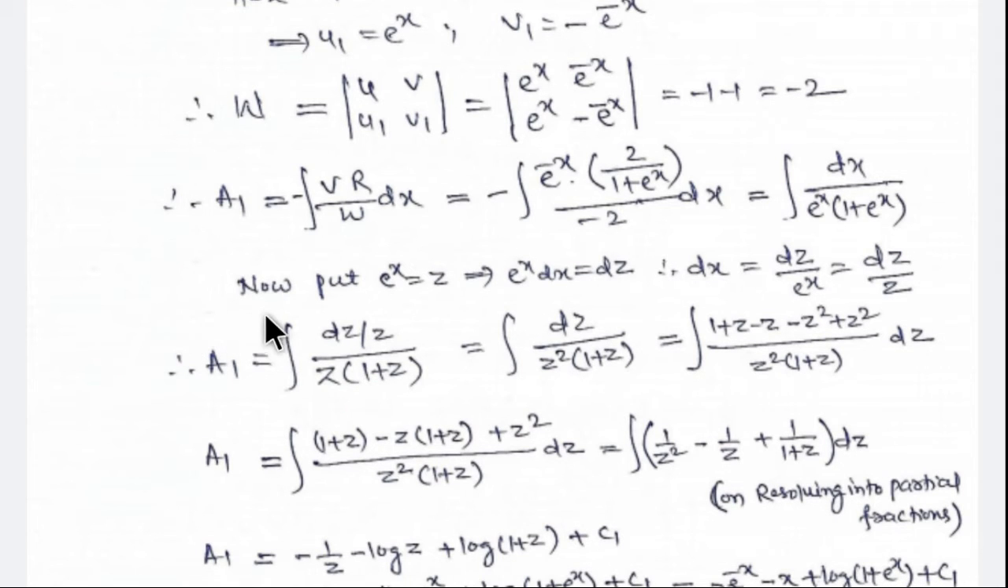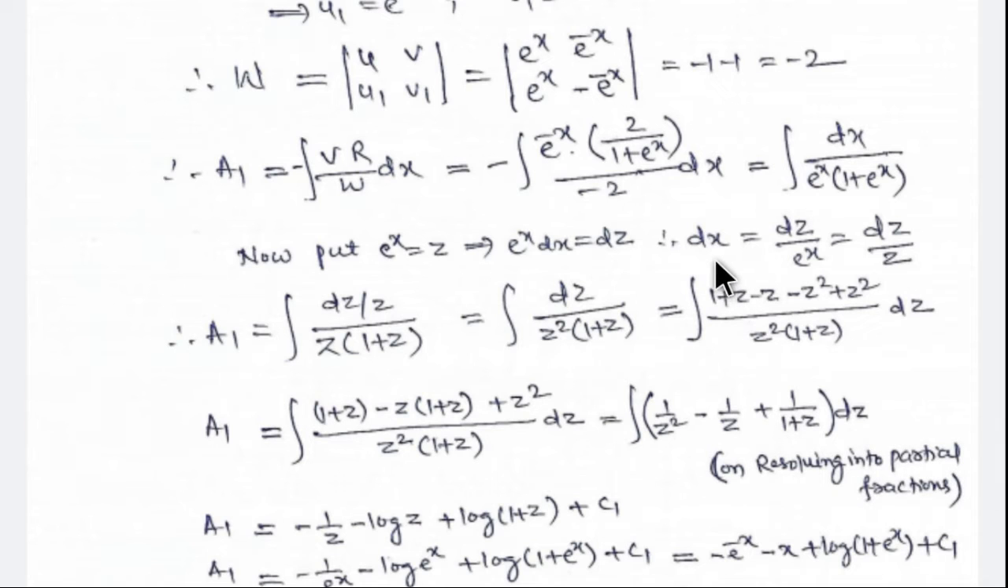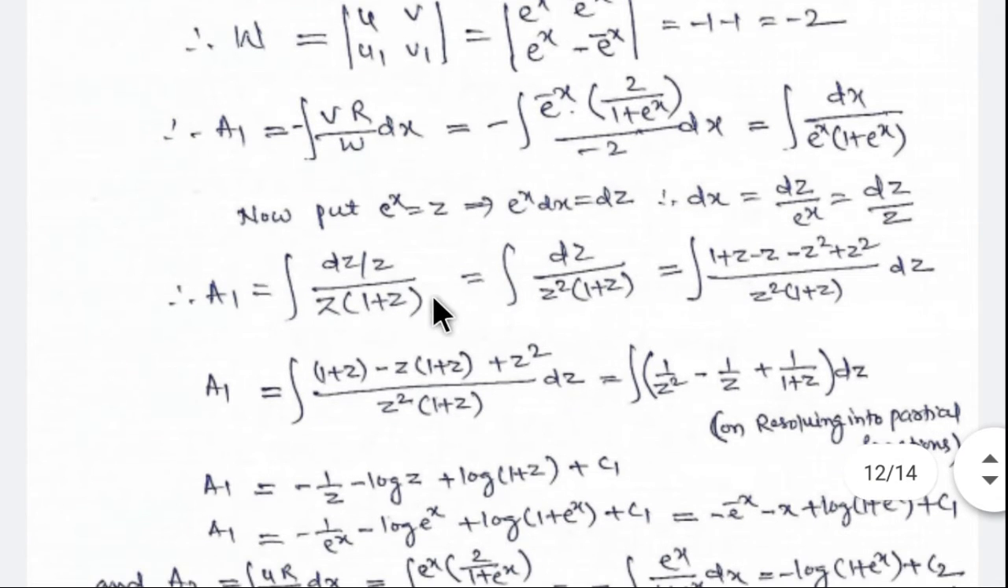So here you can find the integral of this. Use the substitution method. Now put e raised to x equal to z. Differentiate both sides with respect to x: e raised to x into dx equal to dz, or dx equal to dz by e raised to x, and e raised to x is replaced by z, so dx equals dz by z. So in the place of dx you write dz by z and in the place of e raised to x you write z. So a1 takes the form a1 equal to integral of dz by z divided by z into bracket 1 plus z, equal to integral of dz by z square into bracket 1 plus z.